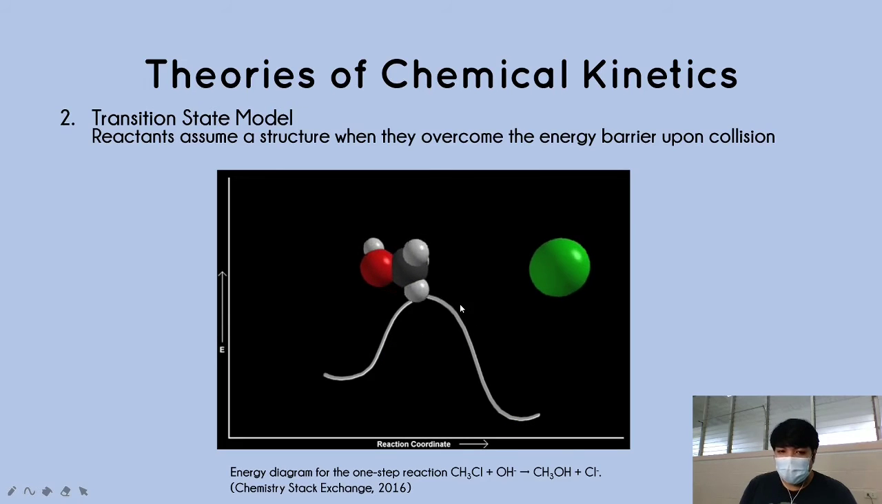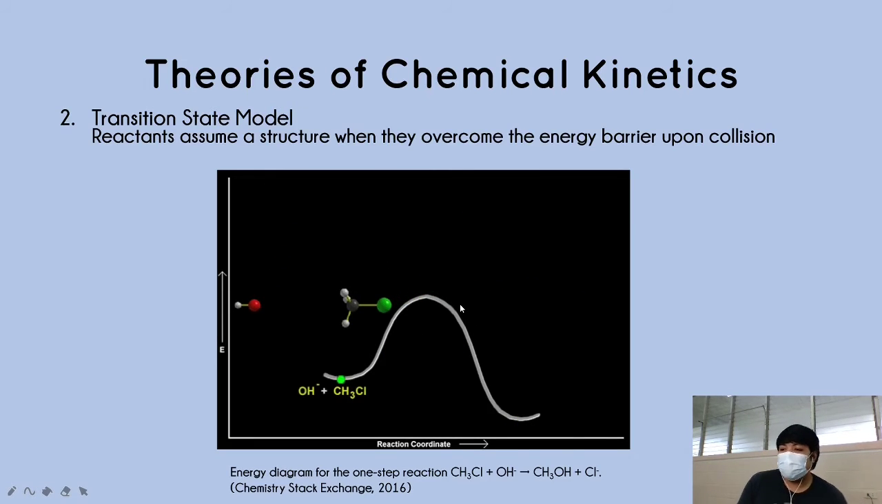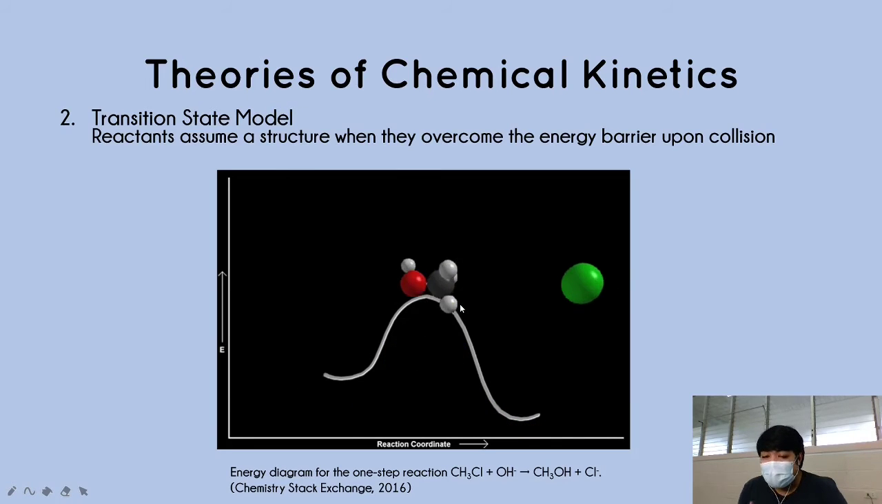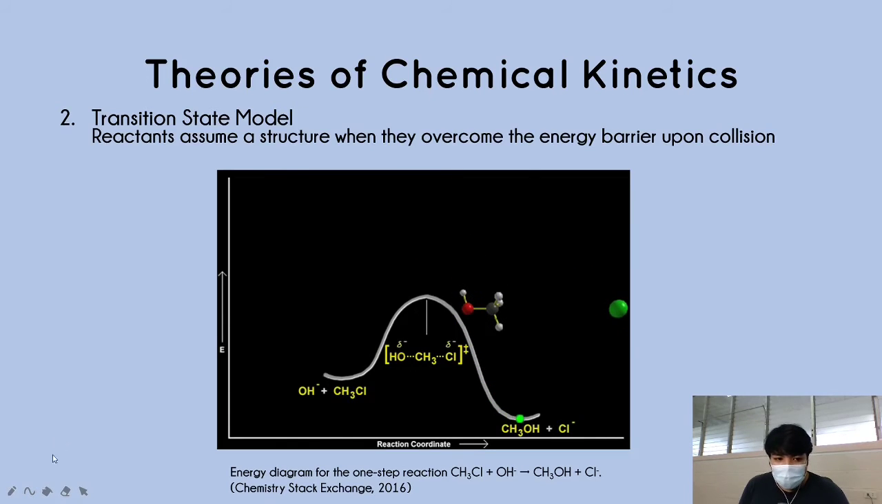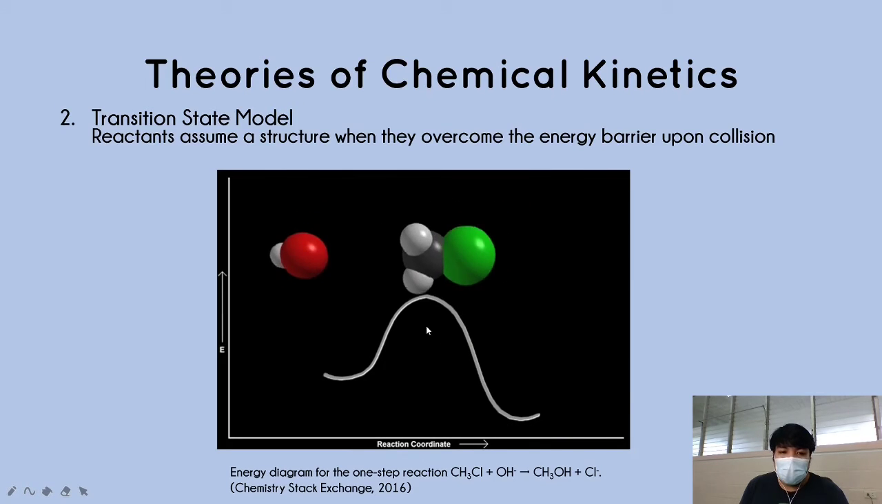Now, the difference between the transition state model and the collision model is that in the collision model, when they surpass or reach the activation energy upon collision, they will simply form products. In the transition state model, it is assumed that when the reactants effectively collide with each other, they will undergo a fleeting state of the reaction, which is what we call the transition state.